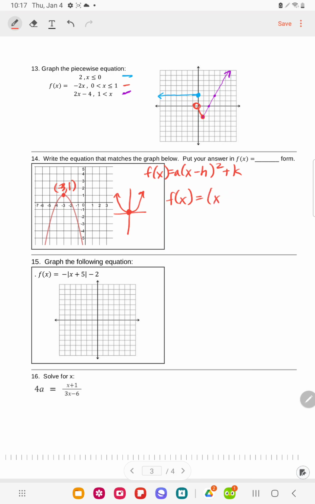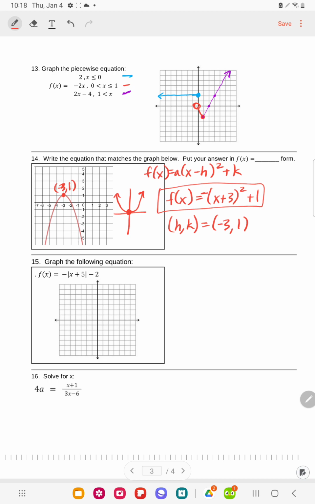our vertex is at -3, comma 1. So it says x minus h, so x minus -3, that gives us x plus 3 squared, and then our k value is going to be plus 1. So our solution is f of x equals negative the quantity x plus 3 squared plus 1. And it's negative because we want the graph to reflect along the x-axis.